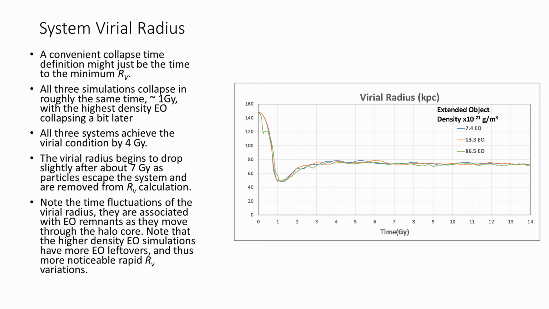The virial radius changes over time as the system evolves, and here you can see how the virial radius shows the collapse of the system and how the system eventually achieves the virial condition at around 4 billion years. See how all three systems collapse in about 1 billion years, and how the virial radius begins to drop around 7 billion years as particles are ejected from the system. Here we can also see time fluctuations in the virial radius as allowed by the virial theorem.